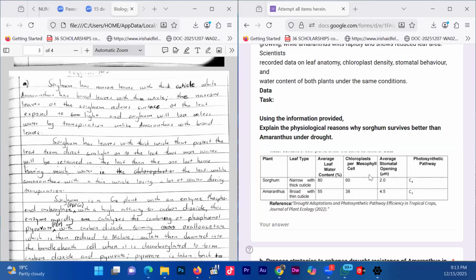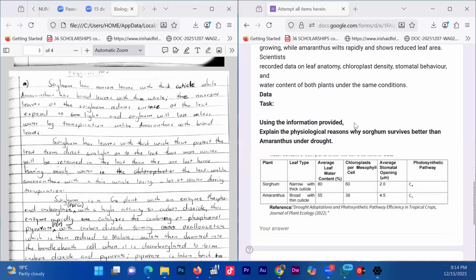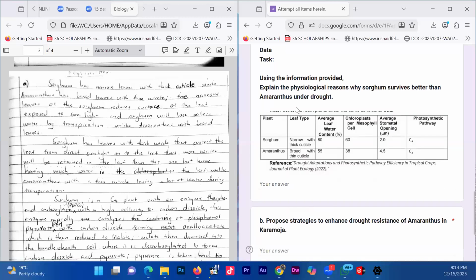They say that during prolonged dry spells, the data include amaranthus being green, chlorophyll density, stomatal behavior, and water content of both plants, observed under the same conditions. Using the information, they are asking you to explain the physiological reasons why sorghum survives better than amaranthus under drought. So, the information that you have in the table.